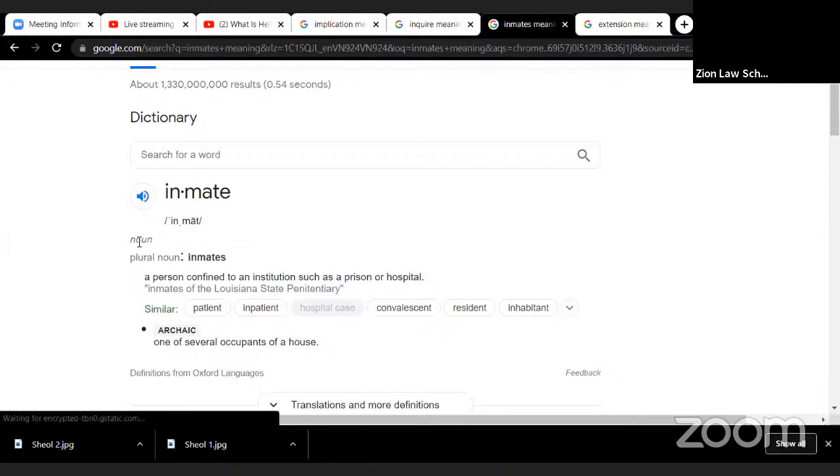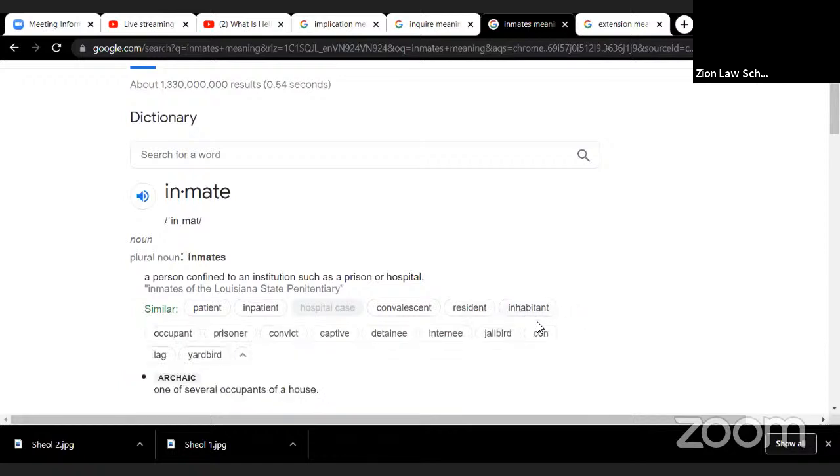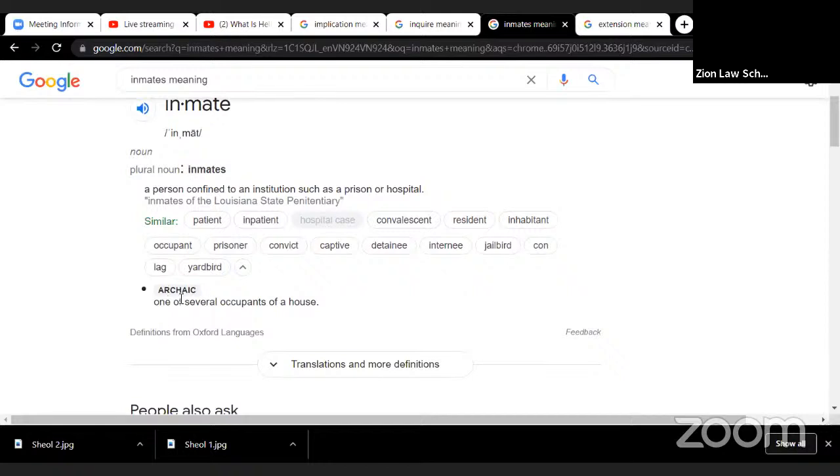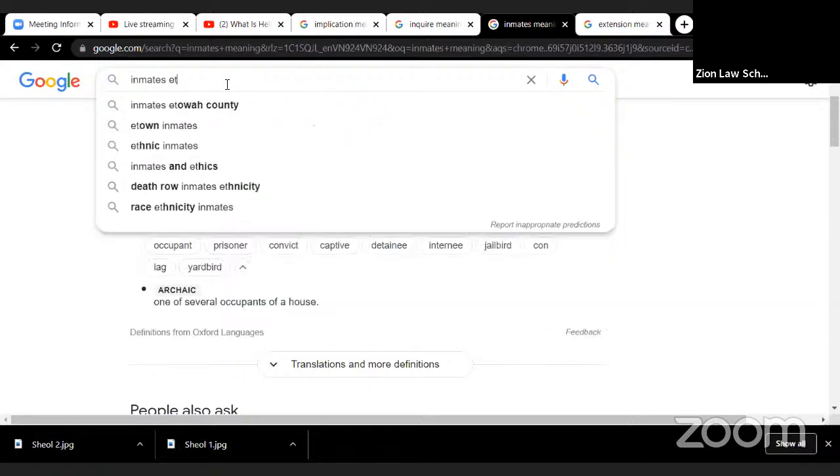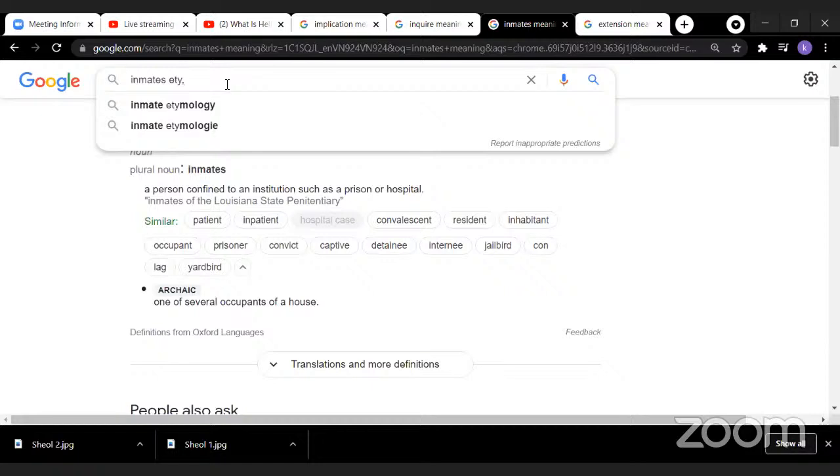Inmate, as a noun: a person confined to an institution such as a prison or hospital, patient, inpatient, convalescent, resident, inhabitant, jailbird, internee, detainee, captive, convict, prisoner, occupant. Okay, the archaic: one of several occupants of a house. Oh, so this would be the ancient meaning. I would assume, let's look at something real quick. Anybody have any thoughts? It's been changed.